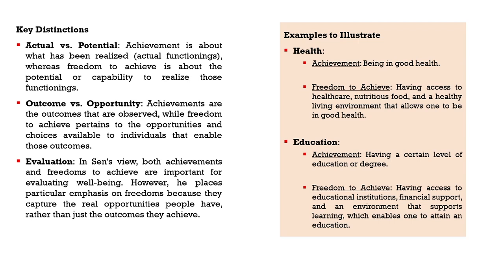In the context of education, having a certain level of education or degree is achievement, but whether I have access to education institutions or not, whether I have the financial support, and whether I have a conducive environment that supports learning or enables me to attain education can be referred to as the freedom to achieve.